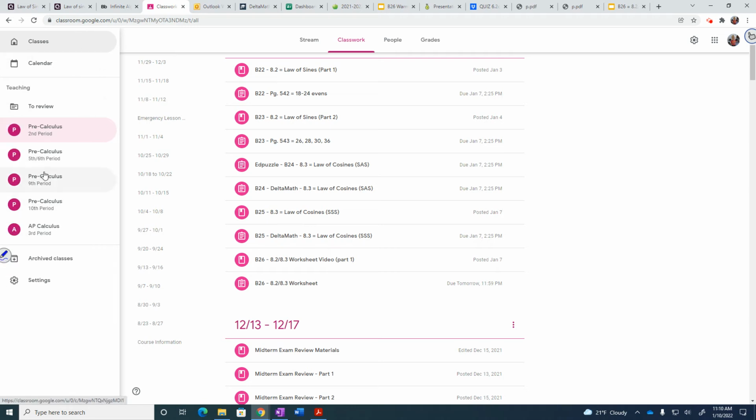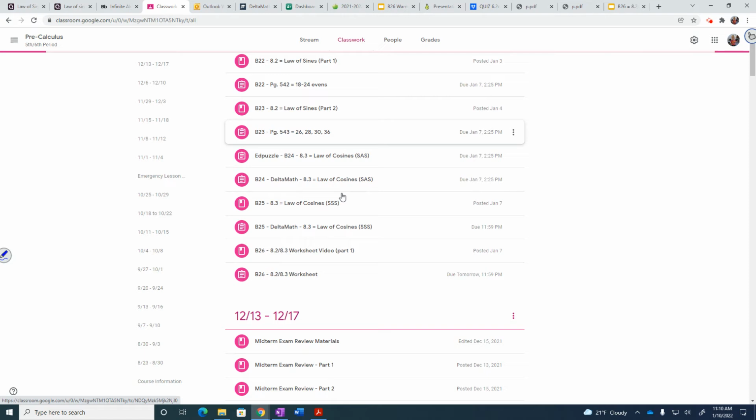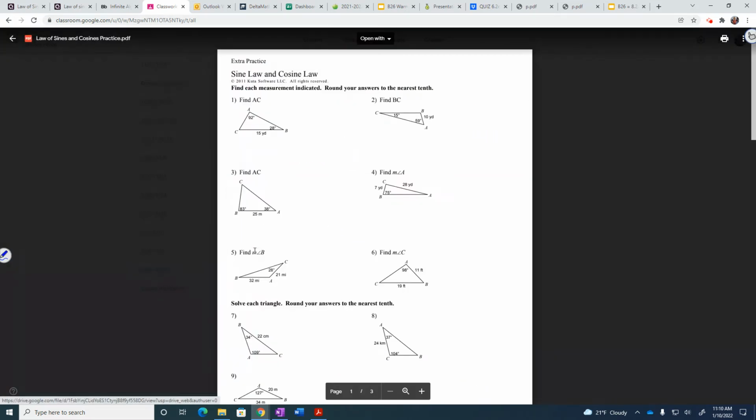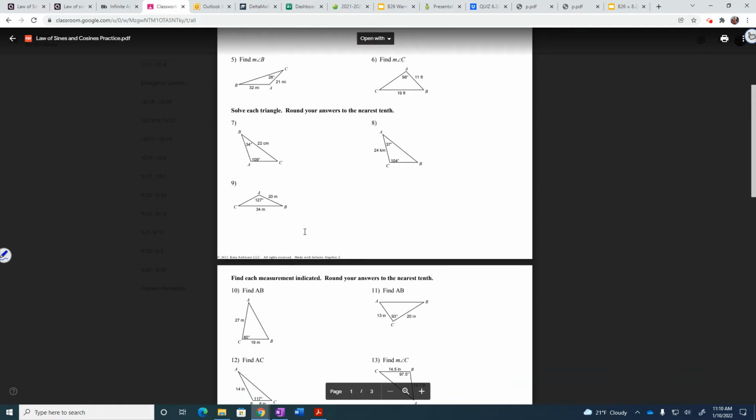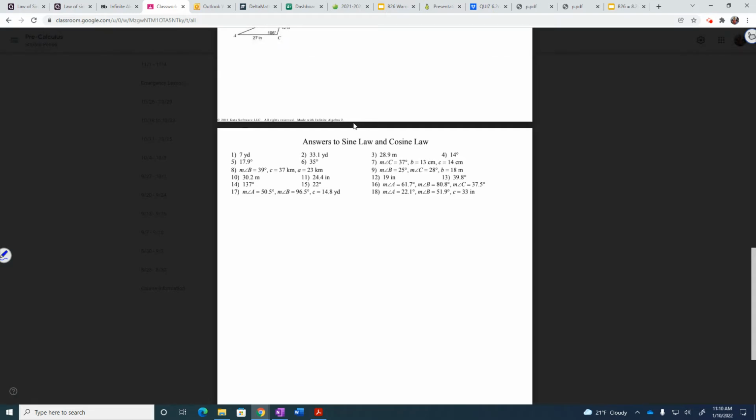It's on Classroom here. So make sure you submit that at some point. You just have to submit the front. And actually, if you want to check your work, if you scroll down, the answers are all there. So it wasn't anything new, but just practice with law of sines and cosines.